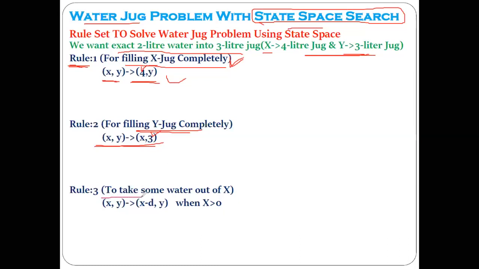Now suppose you want to do another operation, like taking some water out of the X jug. Solving this problem depends on your logic, and accordingly you can use these rules to deploy your logic. So to take some water out of the X jug, when can you do that? When X is greater than 0.